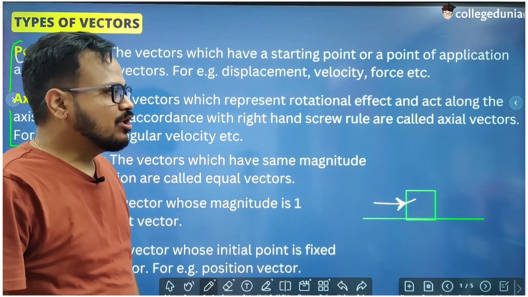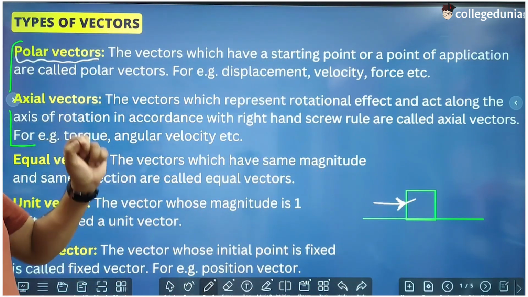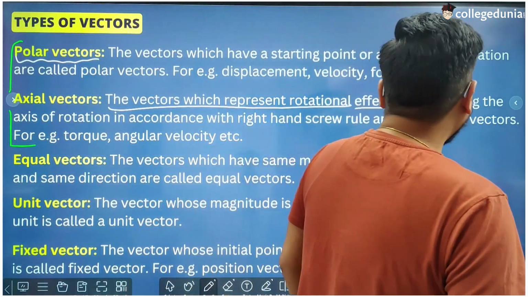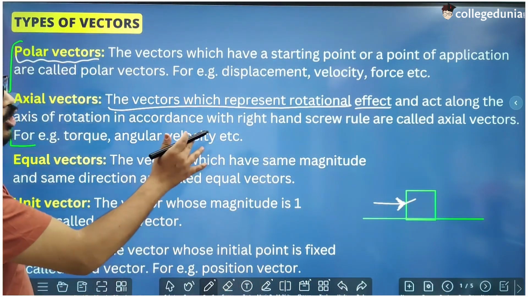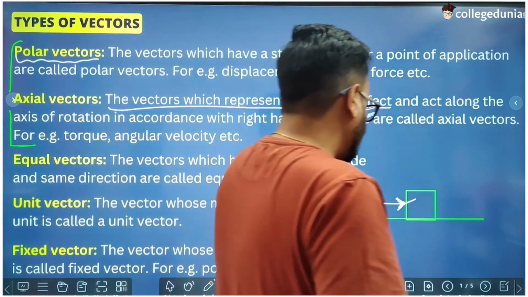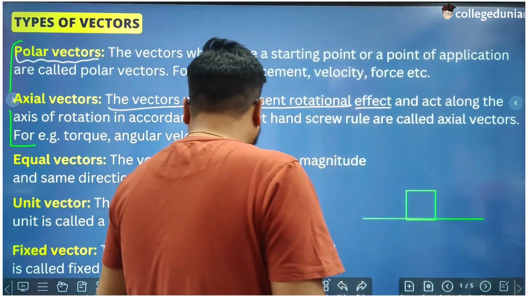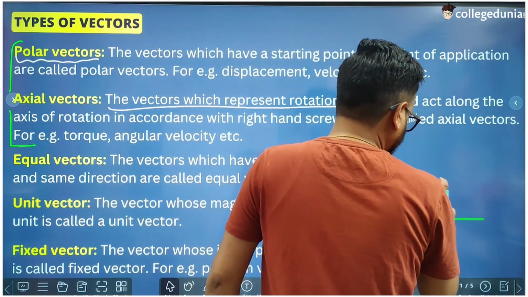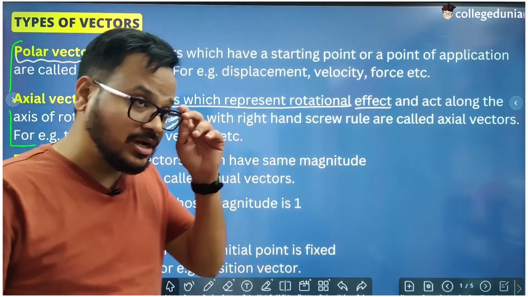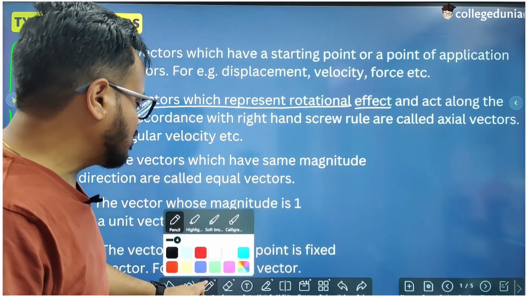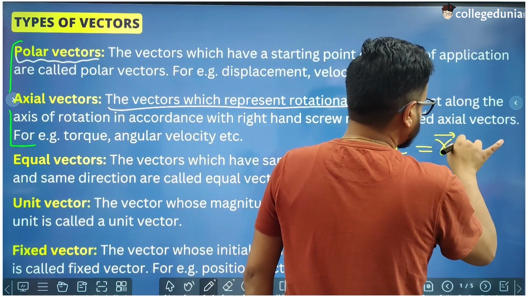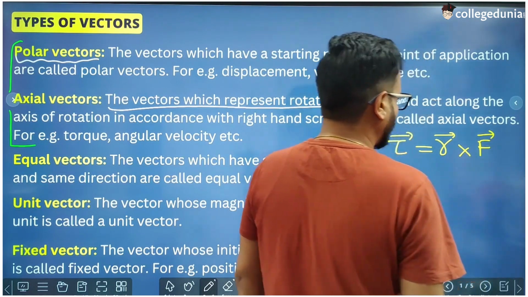Axial vectors are those which act along the axis of rotation. The vectors which represent rotational effect and act along the axis of rotation in accordance with the right hand screw rule are called axial vectors. For example, you all must be knowing the concept of torque. What is the direction of torque? If you do not know this concept, that's okay, but you will get an idea. Torque is a vector which is given as the cross product of R and F.